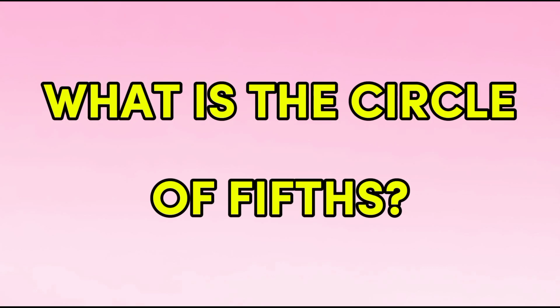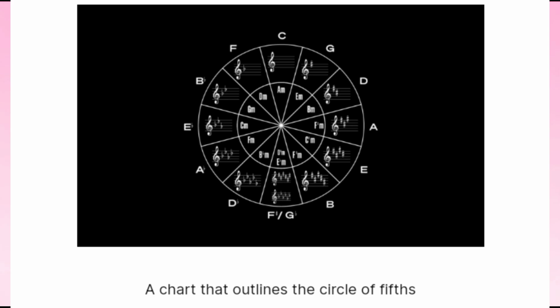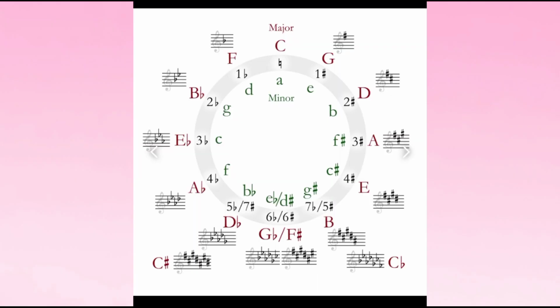What is the circle of fifths? The circle of fifths is a diagram that shows the relationship between different keys in music. The keys that include sharps appear on the right of the circle, while the keys that include flats appear on the left. The key of C major, which doesn't include any sharps or flats, sits at the center.